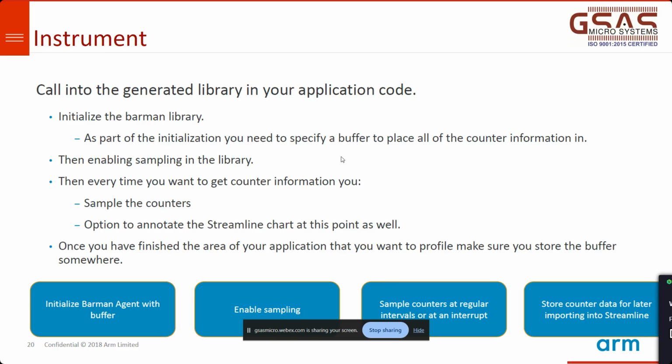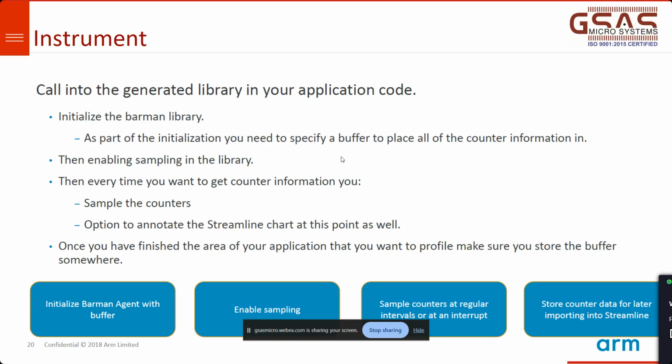We will build the code along with the Barman agent, download it onto the board and run it. After that, you import that data. Once you run it, it will generate some data. That data you have to import into the Streamline Analyzer to see the performance of your code. This is how Streamline works for bare metal.